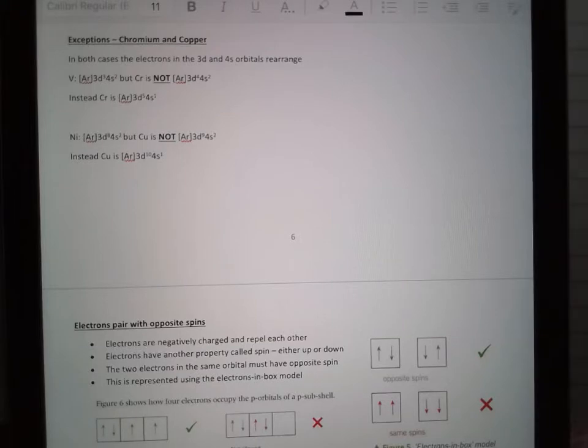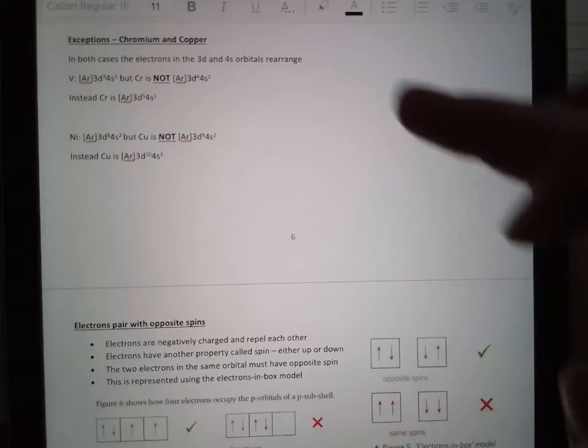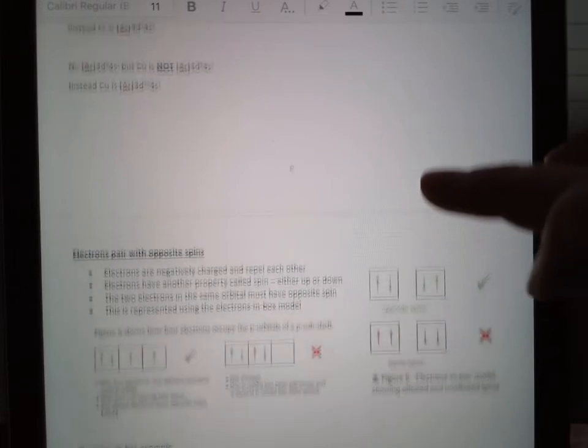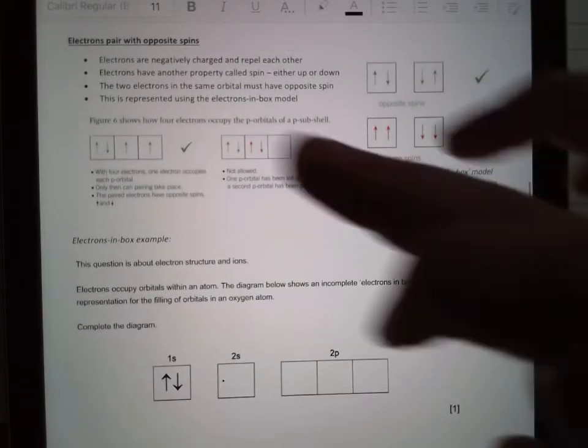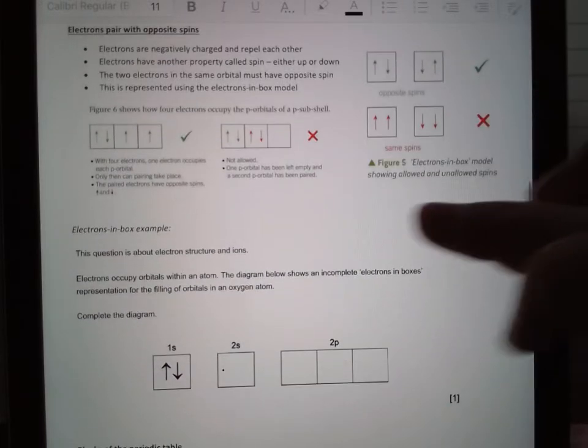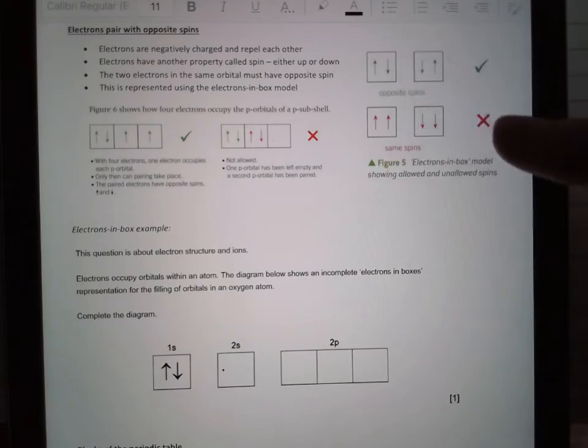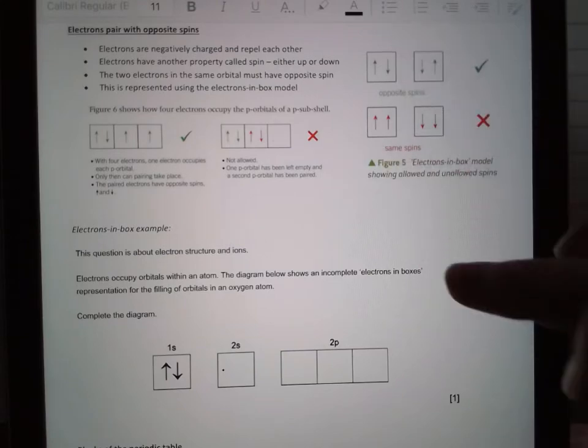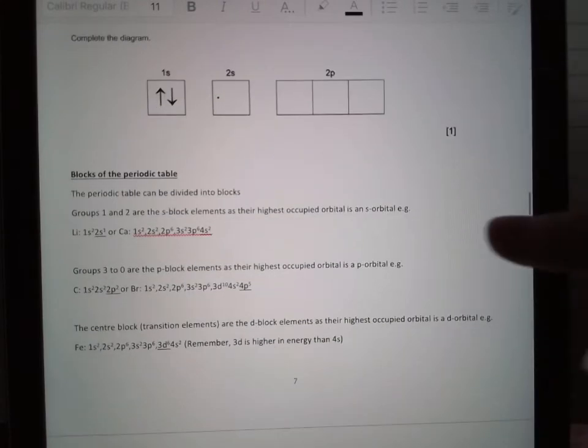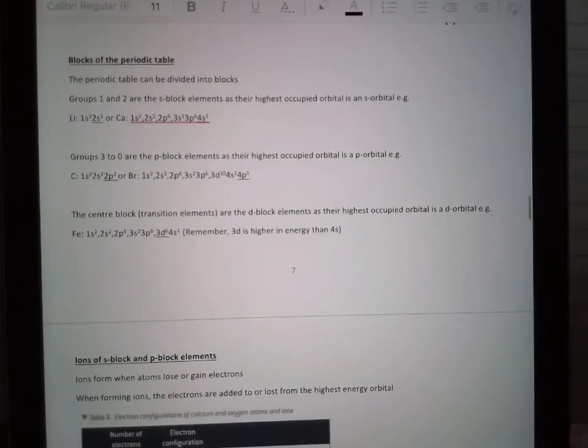So what I've just gone through is all covered in your notes. At the end of page 6, you've got the exceptions, chromium and copper. And at the top of page 7, you've got the opposite spins, and I have some examples of electron in boxes, what's acceptable, what's not. Underneath, at the bottom of page 7, you will see blocks of the periodic table. This is just how your orbital model ties back in with your periodic table.